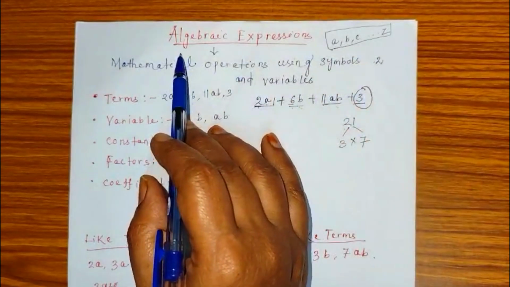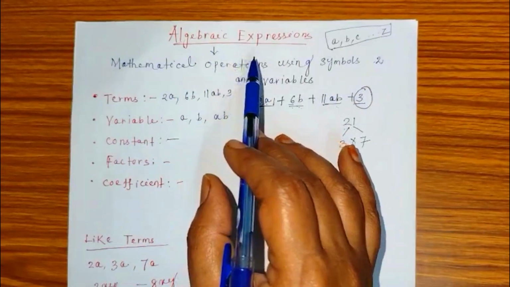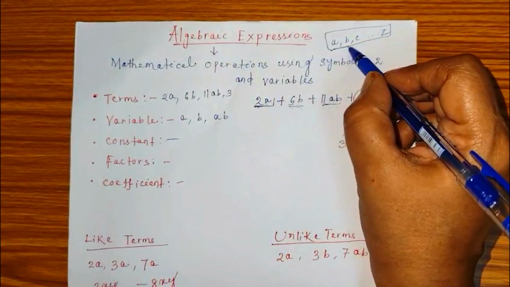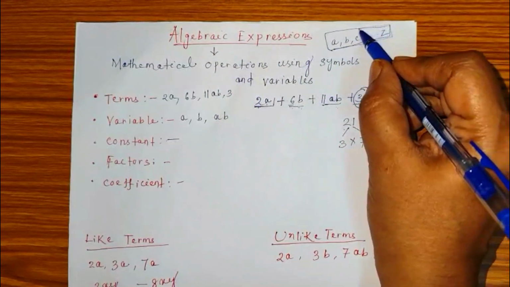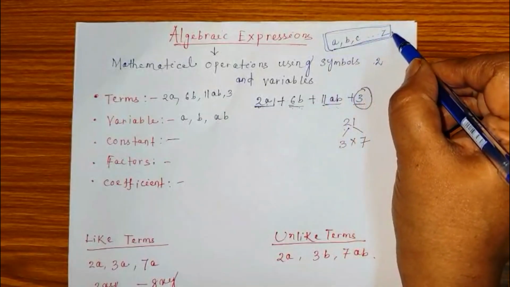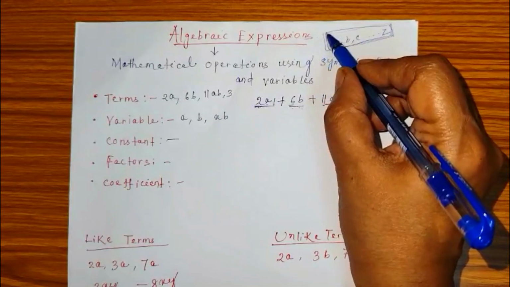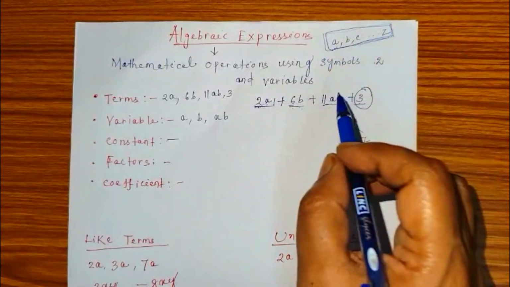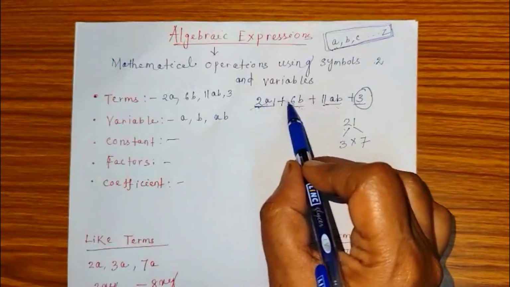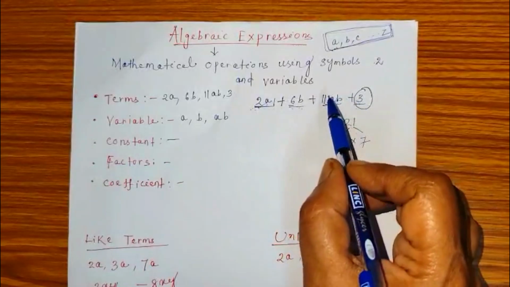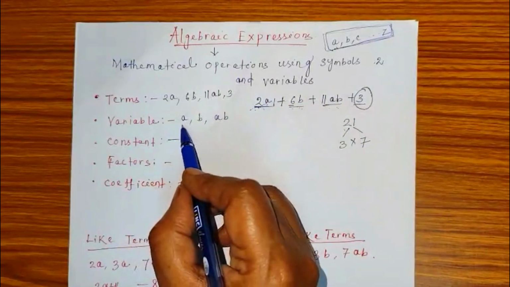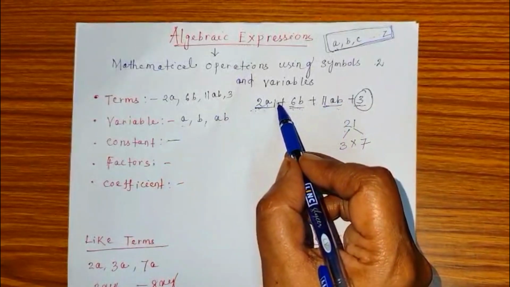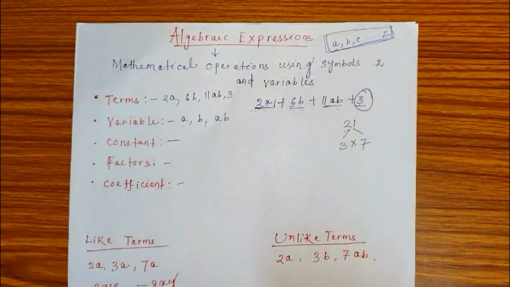Let's first see why it is called an algebraic expression. As we know, A, B, C up to Z, these letters are nothing but our algebra. If we use these letters along with numbers, these letters are called variables. So in algebraic expressions, there are numbers like 2, 6, 11, 3. There are variables, see here a, b, and symbols. It can be plus, it can be minus.